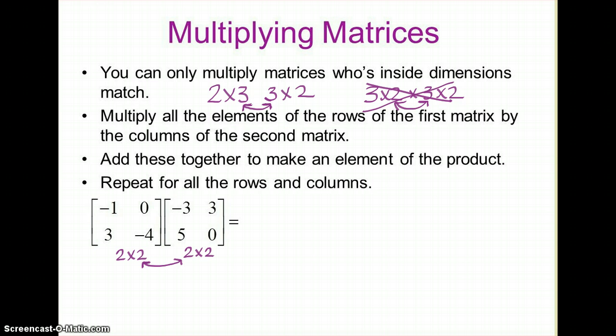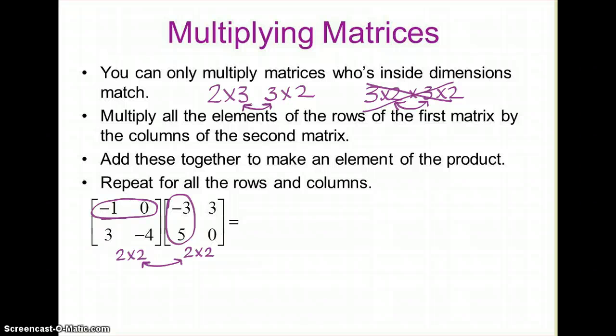Now, the next step is to actually multiply these out. It says we need to multiply all the elements of the rows in the first matrix by the columns in the second matrix, add these together, and make an element of the product. You're going to have to follow carefully with me now, but in the first matrix, I'm using rows. I'm going to start with row number 1 and multiply those elements with column number 1. This is why my inside dimensions have to match, because for this calculation I'm going to multiply these elements and add them.